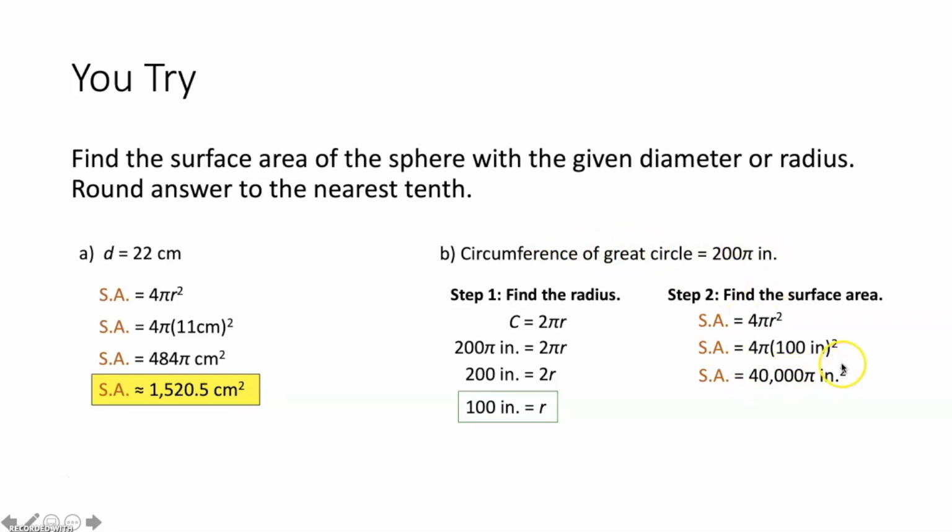Now, because this question doesn't want you to find the exact surface area, it wants you to round your answer to the nearest tenth, what I'm going to do is take 40,000, multiply it by pi in my calculator, and round to 1 decimal place. And I get that the approximate surface area of this given sphere is 125,663.7 inches squared, or square inches.